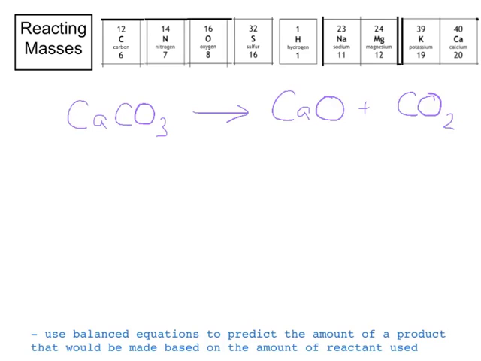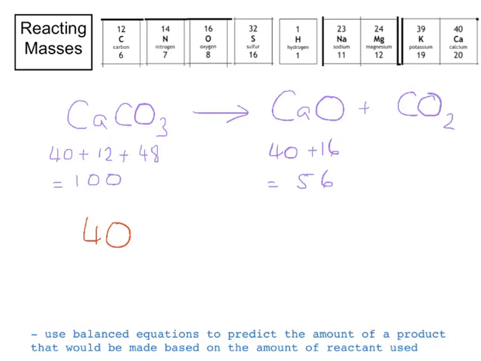So calcium carbonate will weigh 40 for calcium, plus 12, plus 3 times 16, which is 48, and that equals 100. And then calcium oxide will be 40 for calcium plus 16 for oxygen, which equals 56. Now, if I ask the question, how much calcium oxide could I make from 40 grams of calcium carbonate, so I'm using 40 grams of calcium carbonate, and I want to know how much calcium oxide I can make from that much.